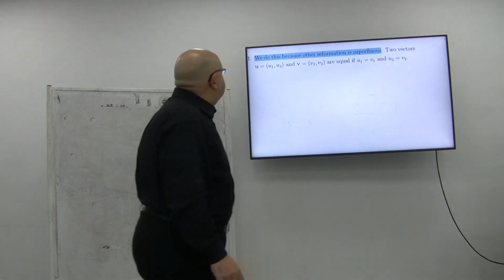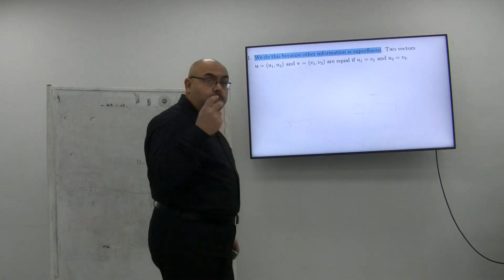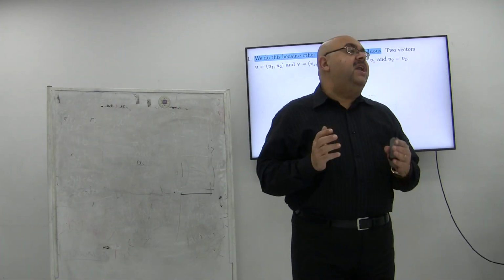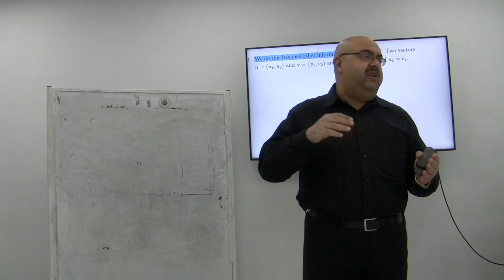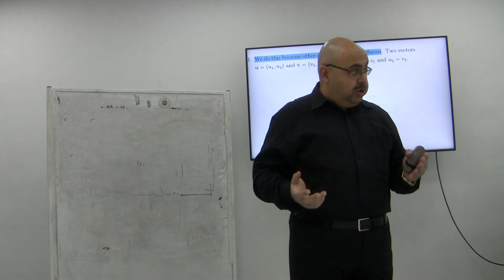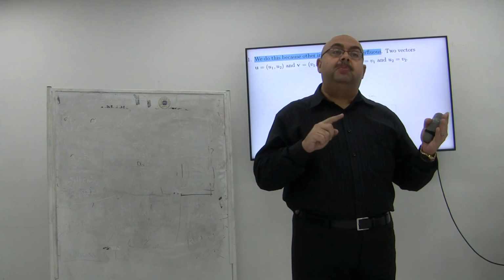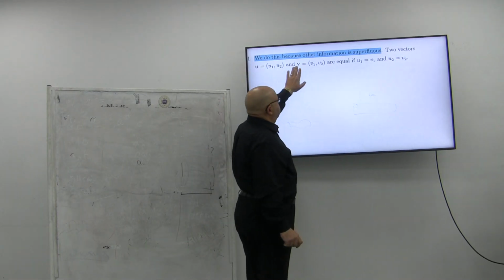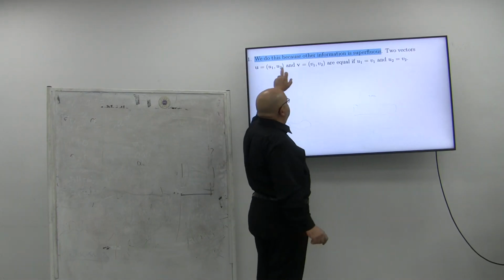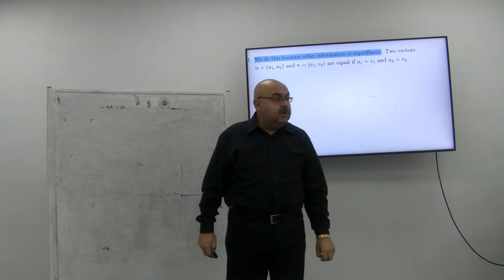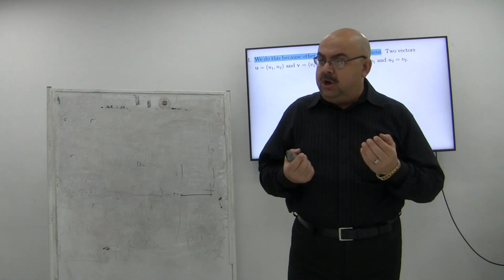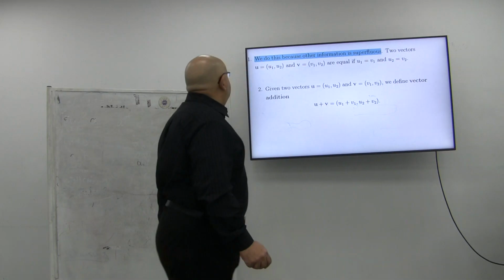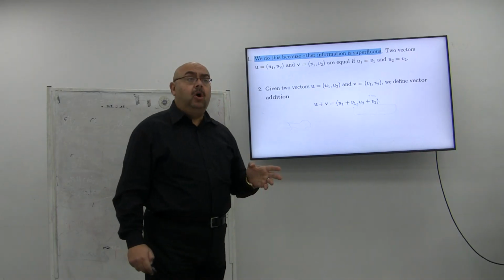The second thing that I want to review with you is when 2 vectors are equal to each other. When can I say that vector u is equal to vector v, Omar? They will be equal to each other if their corresponding coordinates are equal. So when u is equal to v, it means u1 is equal to v1, u2 is equal to v2. That's the meaning of vector equality in 2 dimension, or in 3, or in 4, we will generalize it.